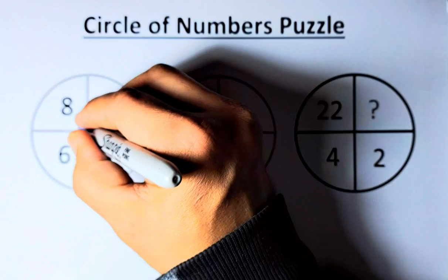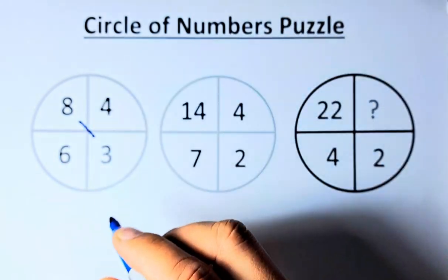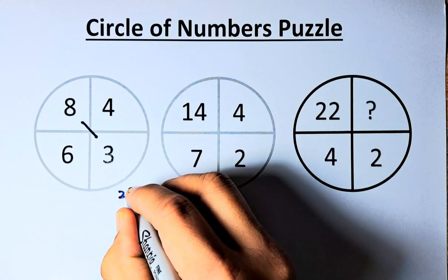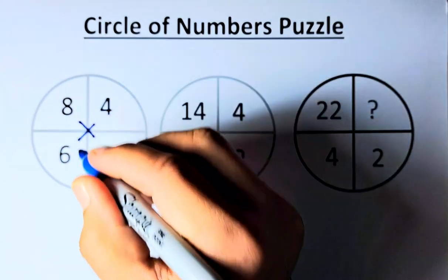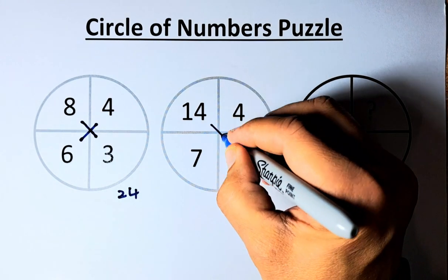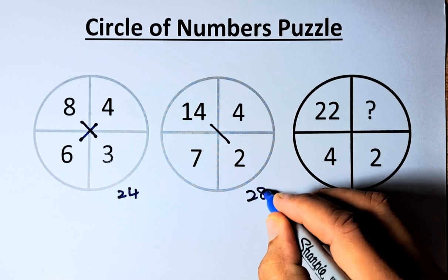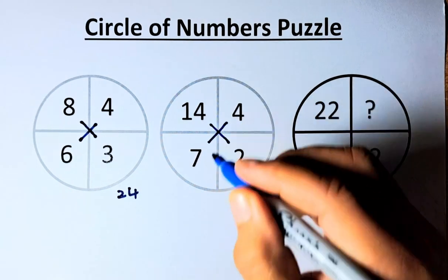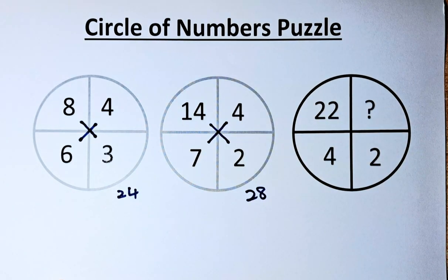What we do is go diagonally. 8 times 3 is going to be 24. It equals 6 times 4, which is also 24. In the second circle, we have 14 and 2, so 14 times 2 gives us 28, the same as 7 times 4, which also gives us 28.